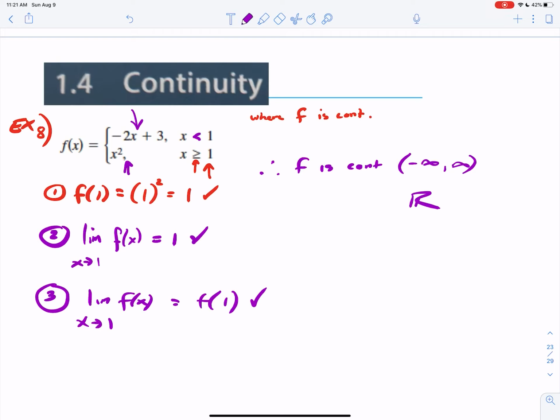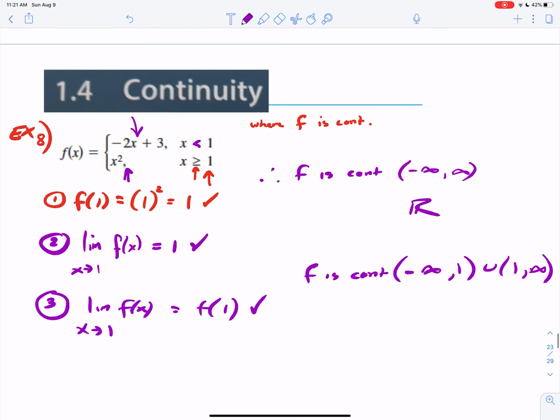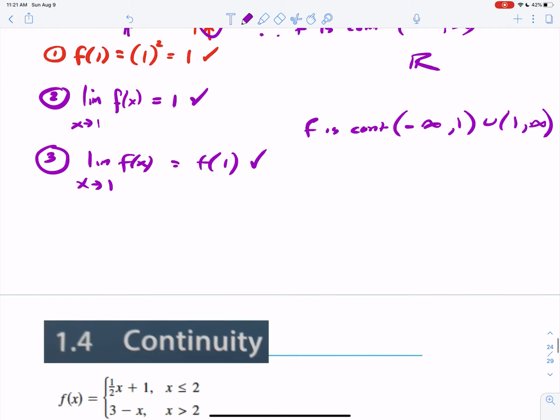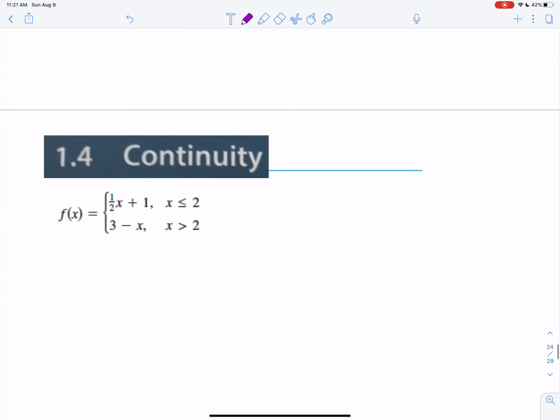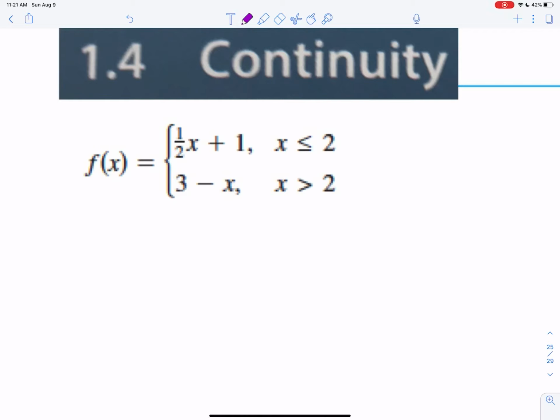Now, if one of these 3 conditions were broken, we would know that it would be discontinuous at 1. So then we would say f is continuous from negative infinity all the way up to 1, and then from 1 to infinity, okay? So there are some obstacles that you have to go through. Usually, the value of interest is what you have to look at, okay? All right. I'll leave this here for you to try. I'll pause there. Play when you're ready.